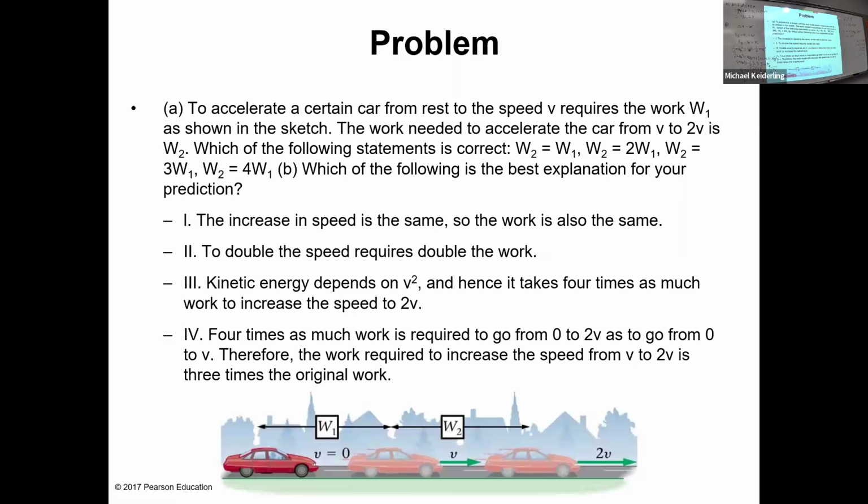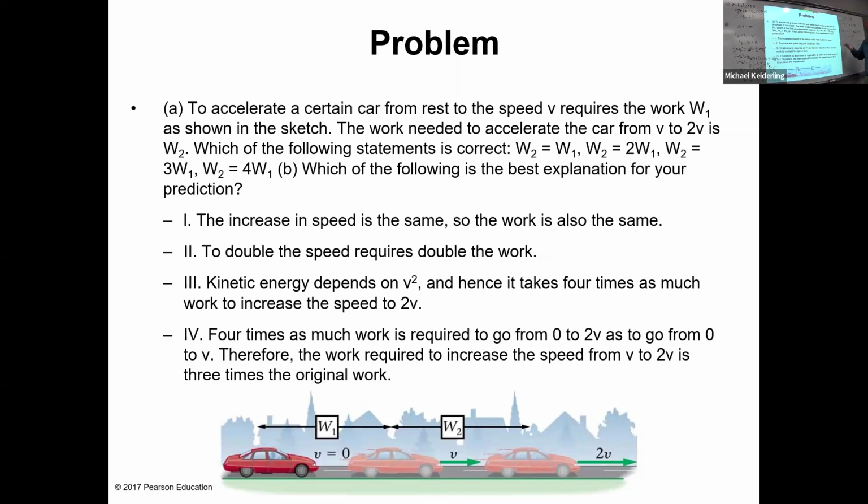As shown in the sketch, the work needed to accelerate the car from V to 2V is W2. Which of the following statements is correct? W2 equals W1. So we start at some velocity 0. We end at some velocity V. And then we do some more work and we end up at some velocity 2V. So which of the following statements is correct? W2 equals W1, W2 equals 2 times W1, W2 equals 3 times W1, or W2 equals 4 times W1. And which of these do you think is the best explanation?